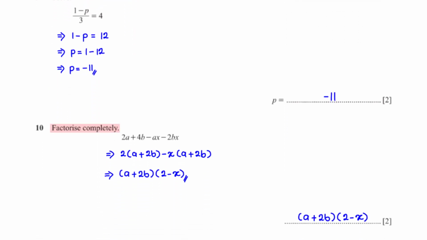Factorize completely. 2a plus 4b minus ax minus 2bx. The first two terms have a common factor of 2. When we factor 2 out, we are left with a plus 2b. The final two terms have a common factor of -x. When we factor out -x, we are left with a plus 2b. This can be rewritten as a plus 2b times 2 minus x.